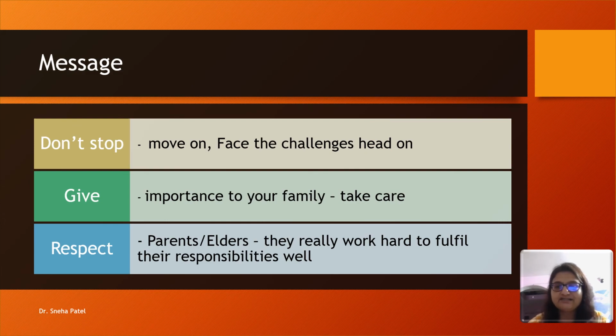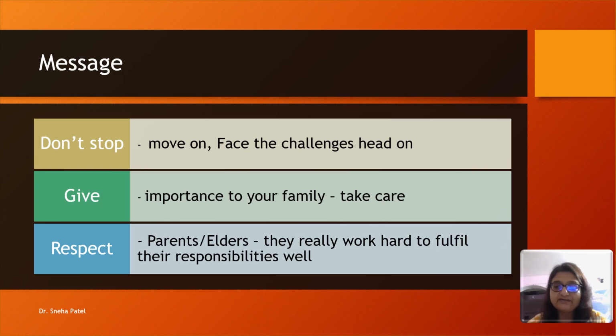Give importance to your family and take care of your family, because it is the family who will provide you with all the support in life. Please give importance to your family. Take care of it.